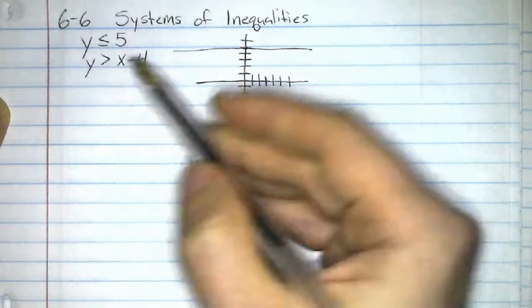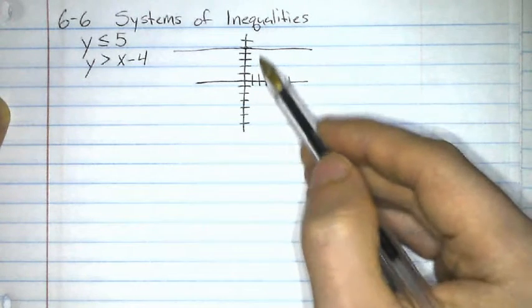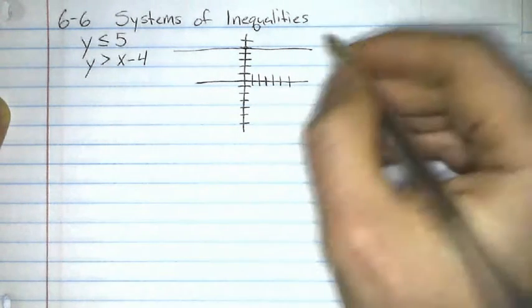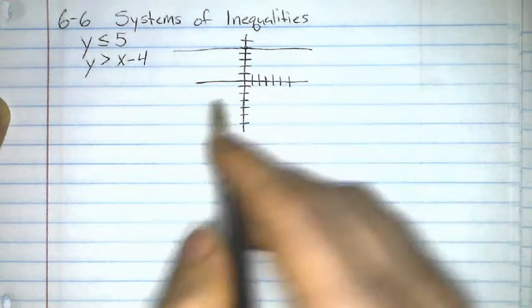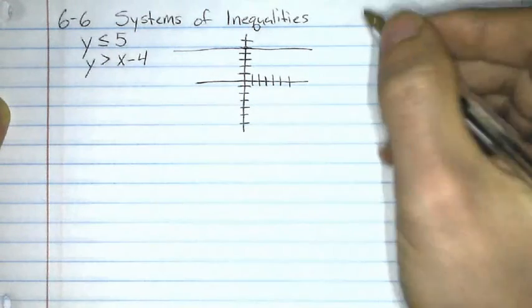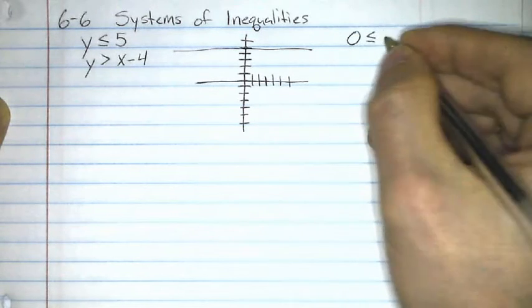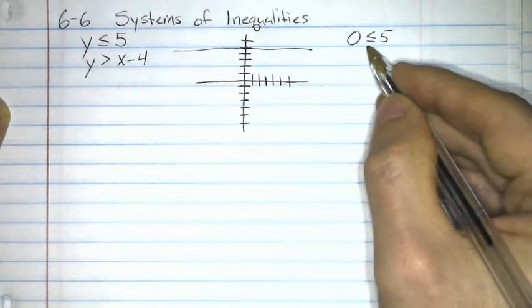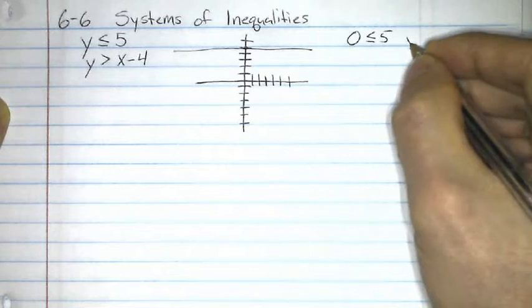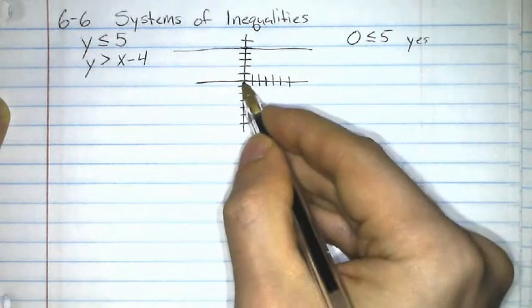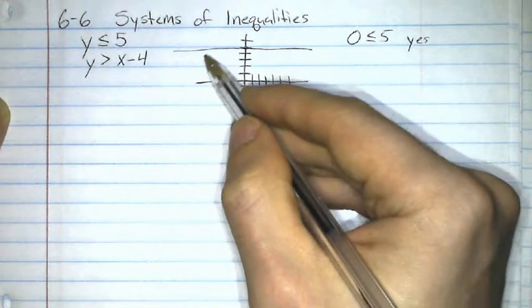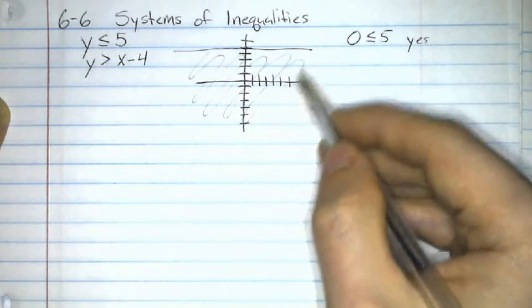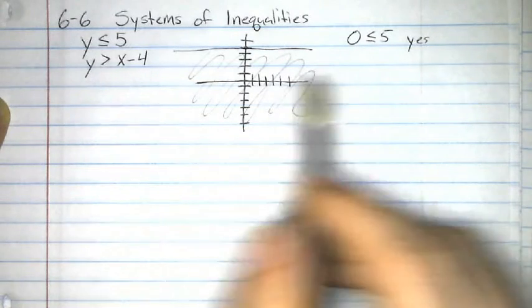Hopefully you remember that. Now let's test and see which side of this line we shade. So I always recommend the origin 0, 0 as a plug-in point if you can. So if we plug that in, we end up with 0 less than or equal to 5. We ask ourselves, is that true? Well, yes, 0 is less than or equal to 5. So that means where 0 is, we are going to shade in that portion. So this portion gets shaded in right there.